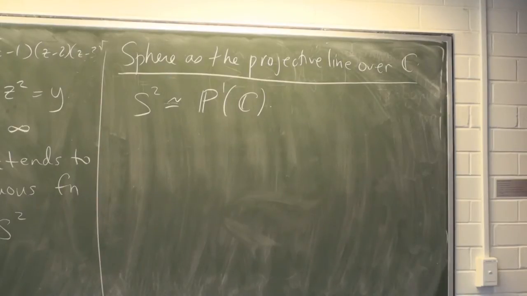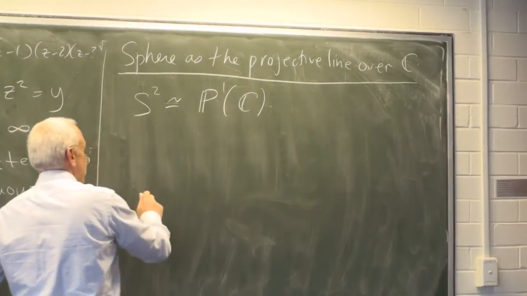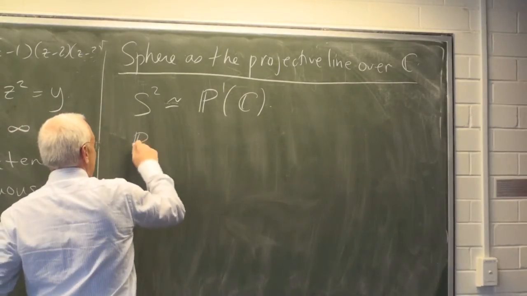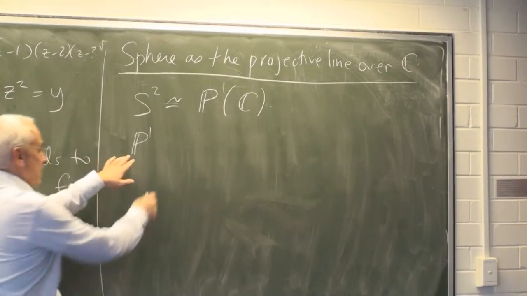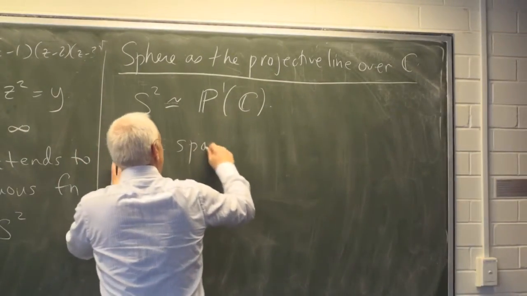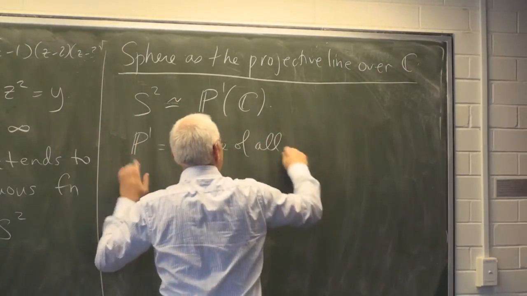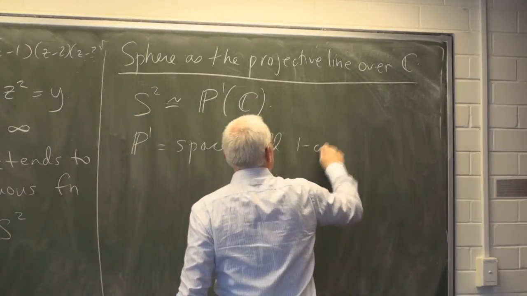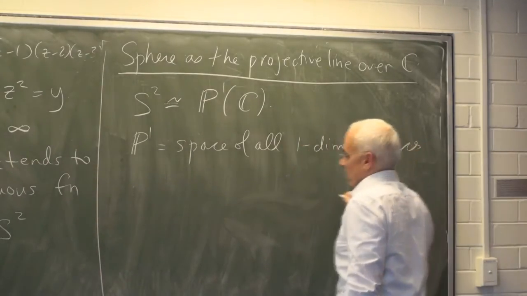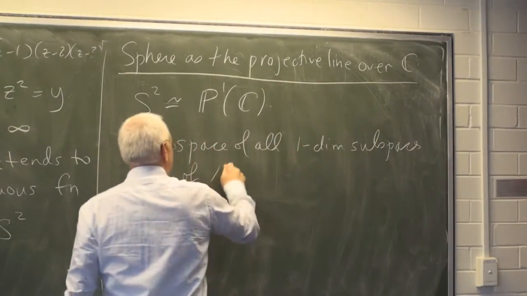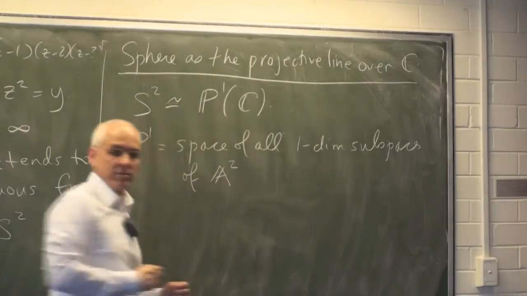So let me remind you what we did a few lectures back. A few lectures back we were considering P1, just ordinary P1. And what was that? That was the space of all one-dimensional subspaces of A2.